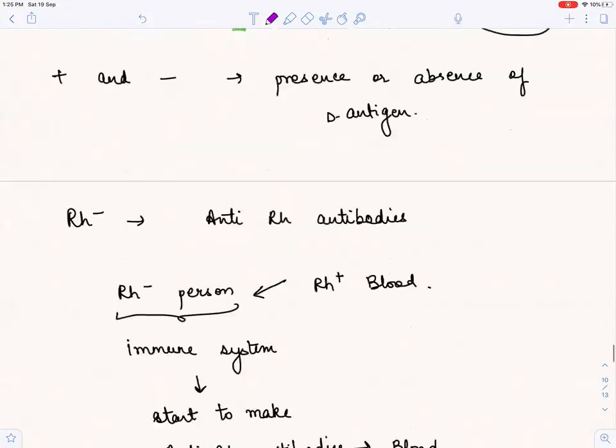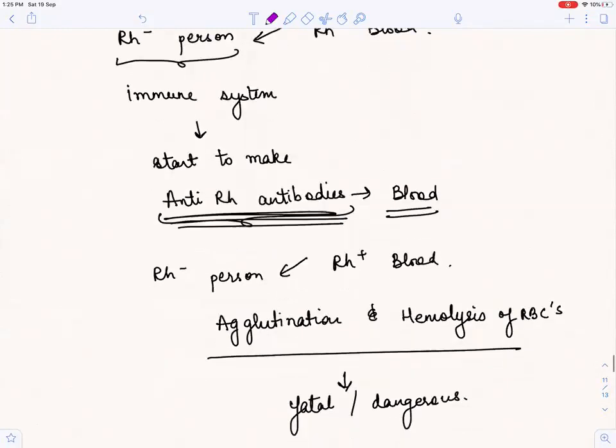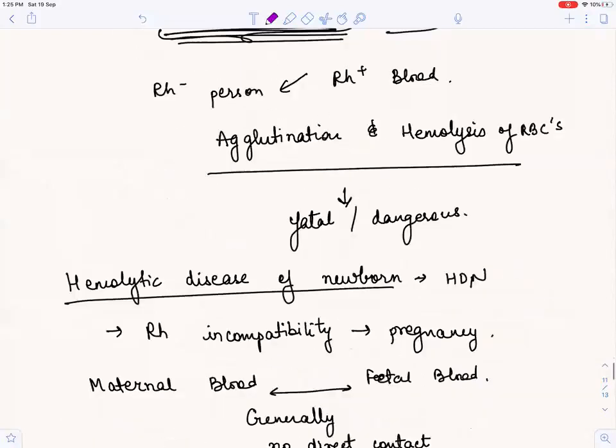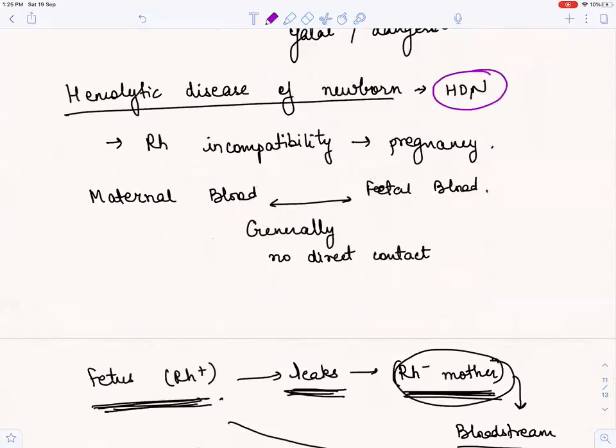ओके, फिर हमने पढ़ा कि RH नेगेटिव पर्सन को हमने RH पॉजिटिव ब्लड दे दिया तो क्या होगा, राइट? उसकी बॉडी एंटीबॉडी बनाने लगेगी और वो फेटल होगा बिकॉज एग्लूटिनेशन और हीमोलिसिस हो जाएगा. फिर हमने HDN के बारे में पढ़ा, दैट इज हीमोलिटिक डिजीज ऑफ न्यूबॉर्न. हीमोलिटिक मतलब rupture of RBCs. Hemolytic disease of newborn. Newborn में hemolytic disease.